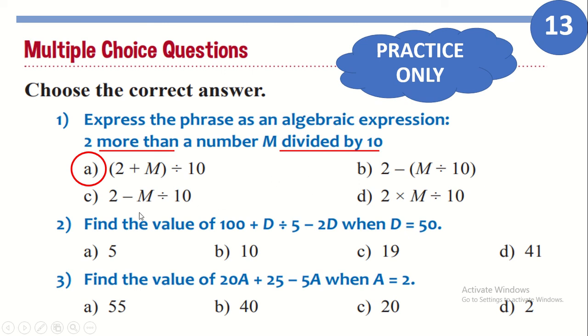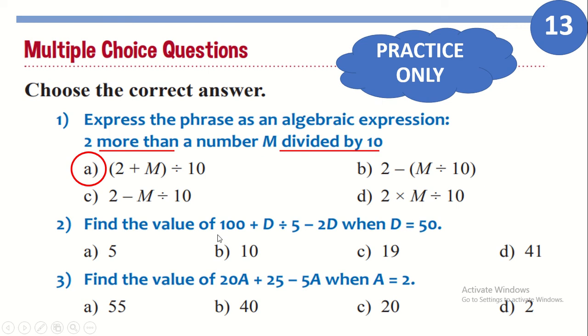For letter B, you have here subtraction, not more than. Letter C is the same, you have subtraction here. But letter D, you have the multiplication. You have here only addition and division. The answer is letter A. Next is number 2.